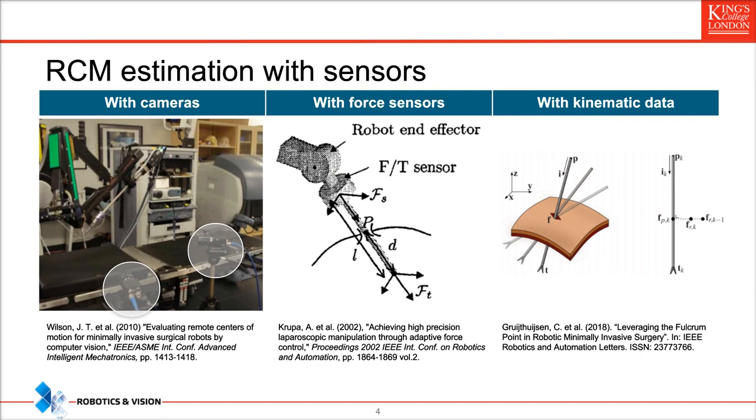To overcome this, Gruchthusen et al. designed an extended Kalman filter, or EKF, that takes measurement noise into account, making it one of the more robust methods of RCM estimation. For this reason, our study investigates whether the state-of-the-art method is precise enough for use in vitreoretinal surgery. Now, due to time, I'll not go into much of the EKF detail, but you can find out more about it by reading the paper I have referenced at the bottom of the slide.